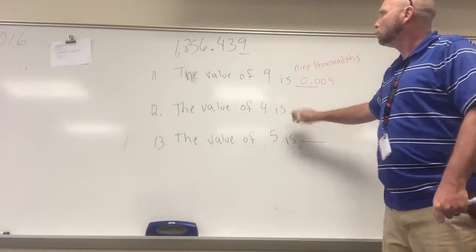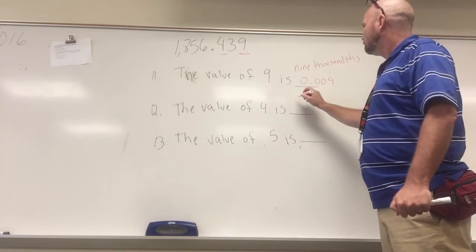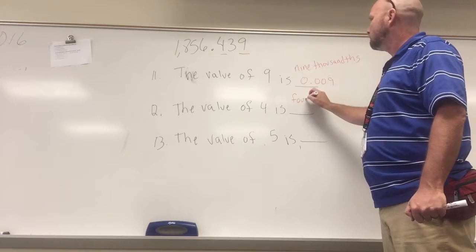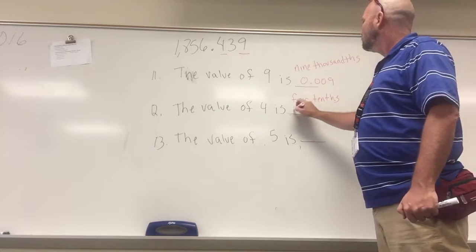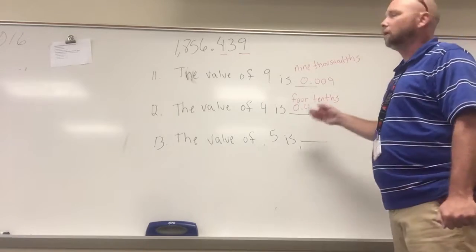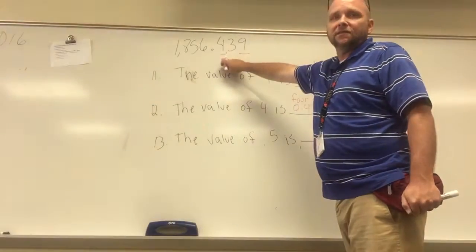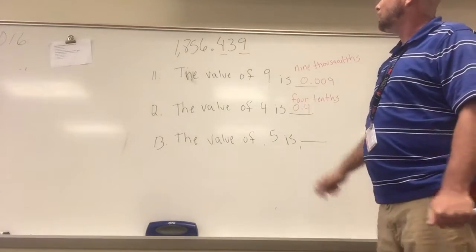The value of the 4. The 4 is one place behind the decimal point. So that's going to be written either in words as 4/10ths, or if you just use numbers, 4/10. Again, we're finding out the value of it. This is the tenths. How many tenths do we have? 4.